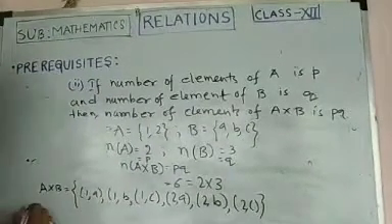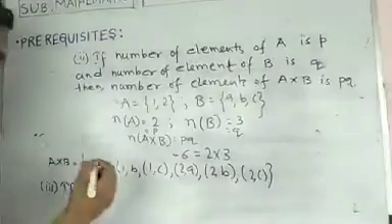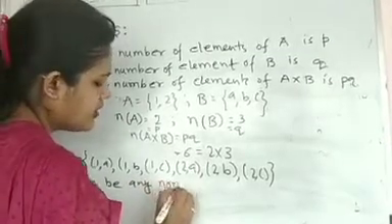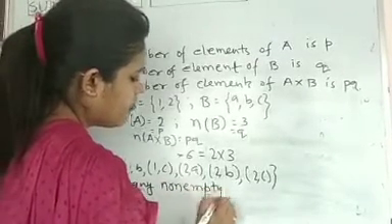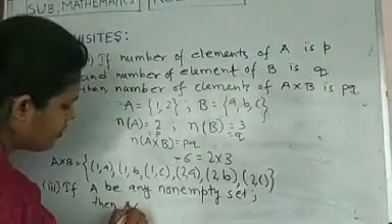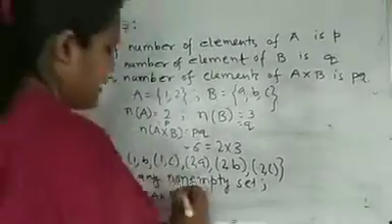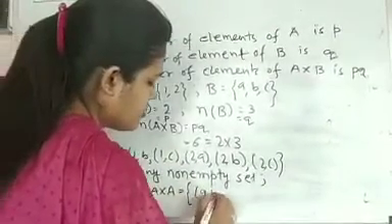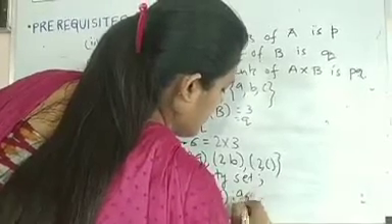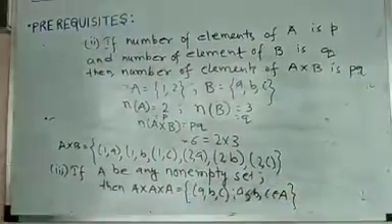Number 3 remark: if A is any non-empty set, then A cross A cross A is called the set of ordered triplets and is denoted by (a, b, c), such that a, b, c belong to capital A. This is the third remark. Okay?